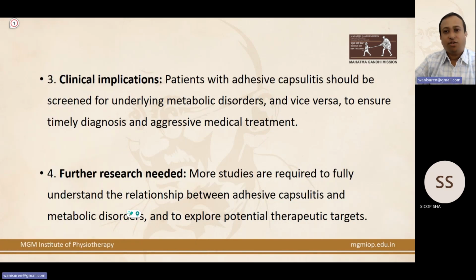Now, the clinical implications: the patients with adhesive capsulitis should always be screened for having some underlying metabolic disorders and vice versa also. It is very important to diagnose the patient having metabolic disorders on time and they should be treated aggressively with the medical treatment along with the physiotherapy treatment also.